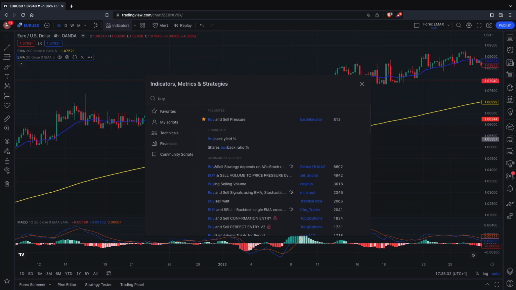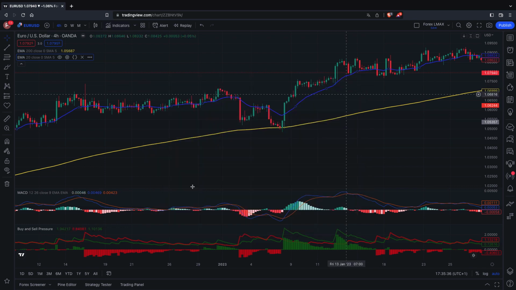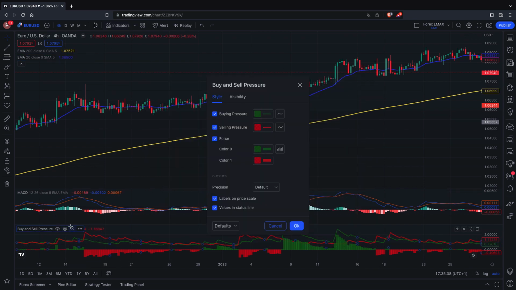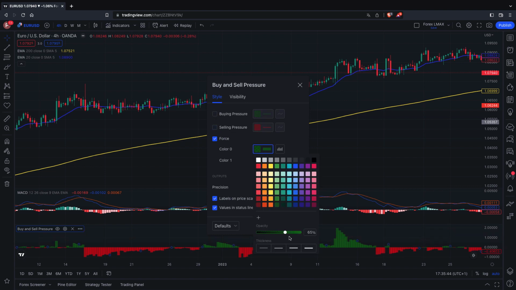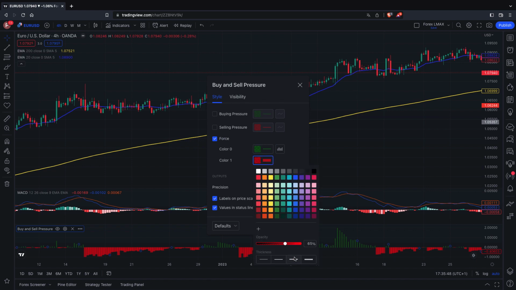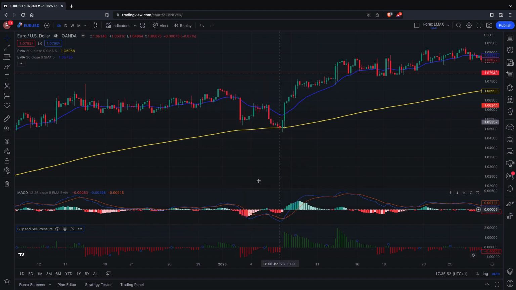Our last indicator is buy and sell pressure. Go to tab style and uncheck buying and selling pressure. Finally, change the width of the color 0 and 1 histogram. This indicator will give us a confirmation to enter the trade. Green histogram for long trades and red histogram for trading shorts.